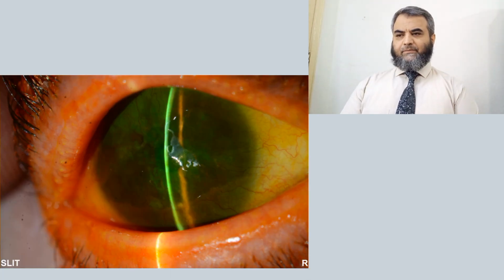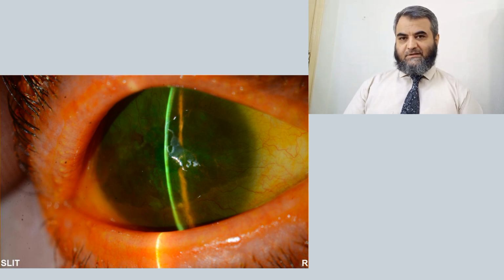This is another slit lamp examination photograph. Here again you can see the staining, but I request my respected audience to concentrate on the pattern of staining in the periphery, how the staining is happening along the blood vessels, and I will show you its significance in the coming slides.